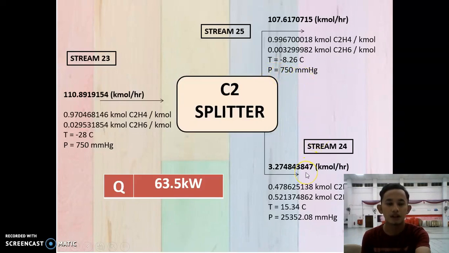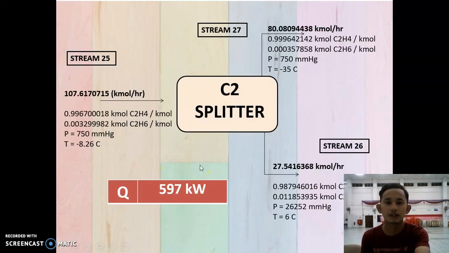And for the liquid streams, we can see that the ethane is a little bit higher than ethylene, and this kind of value is what we need. And we're focusing on the temperature and pressure change. The temperature is about 15.34 degrees Celsius and the pressure is 25352.08 mmHg. And the heat absorbed for this distillation column is about 63.5 kilowatt.